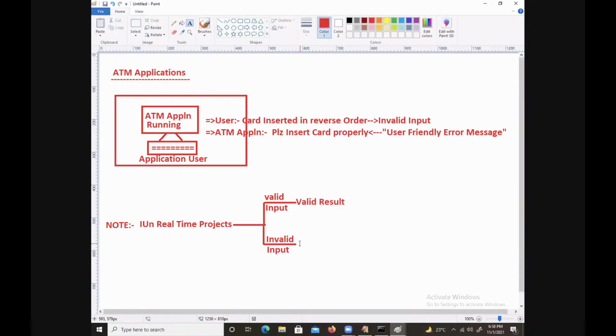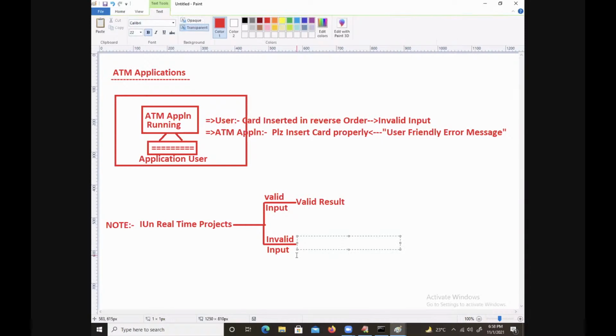Invalid input is coming. What is, no, one minute, ma, one minute.